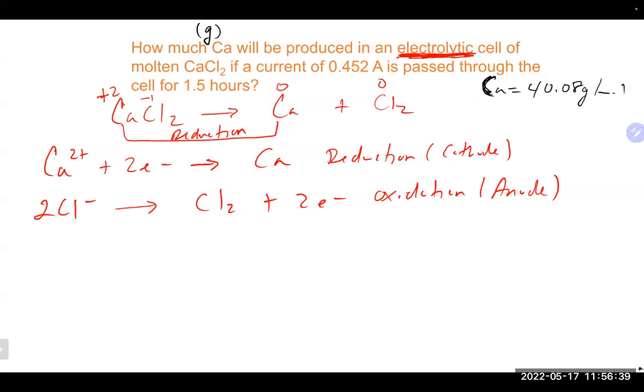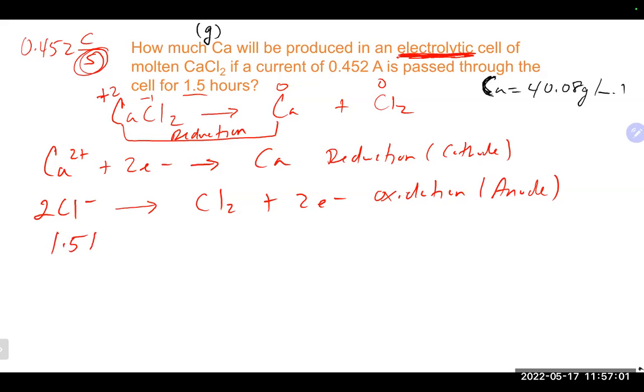Okay, so again, we kind of start these things very similar. They did give us the amperage, which is 0.452, and we can convert that into coulombs per second, which is an amp. We are running it for 1.5 hours. So once again, we do need to convert the time into seconds.